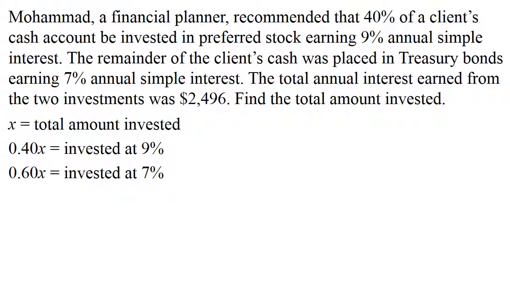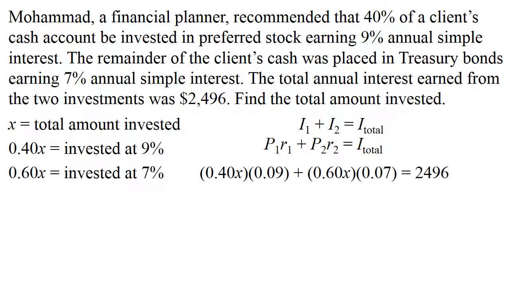So now we're going to write our equation. Interest 1 plus interest 2 equals total interest. Again, principal 1 times rate 1, principal 2 times rate 2, that should equal the total interest. It told us the total interest. So we're going to start filling things in. How much money we put in the first account is 40% of the total times the rate of the account, which is 9%. So 0.40x times 0.09. We put 60% of the total in the second account, 0.60x, times its account rate, which is 7%, equals the total interest. And now we're just going to clean this left-hand side up.